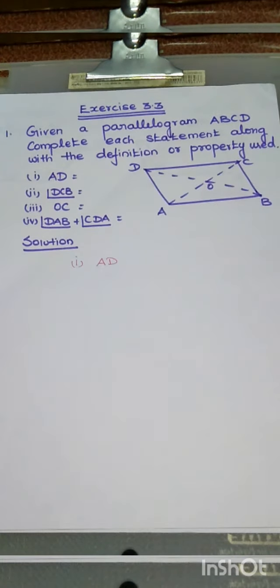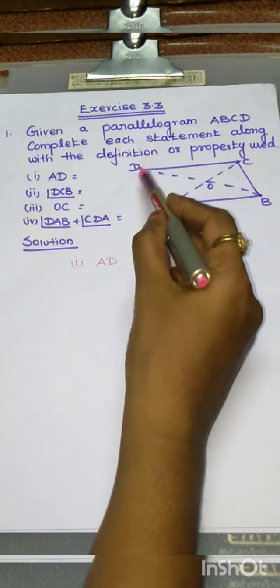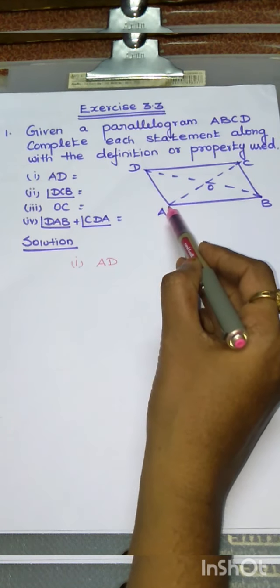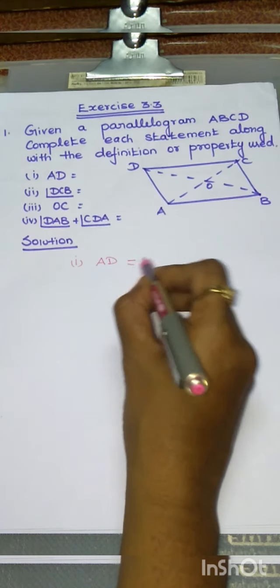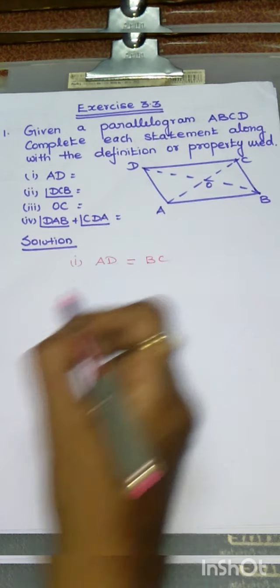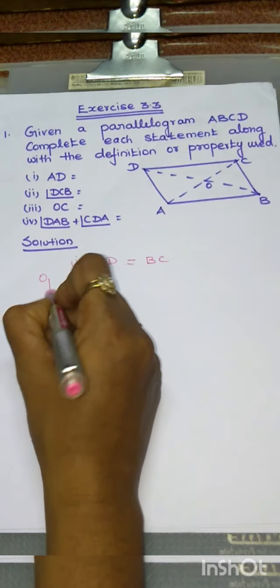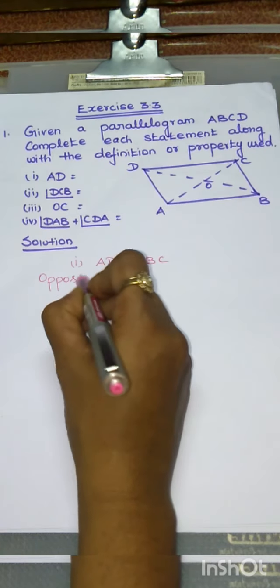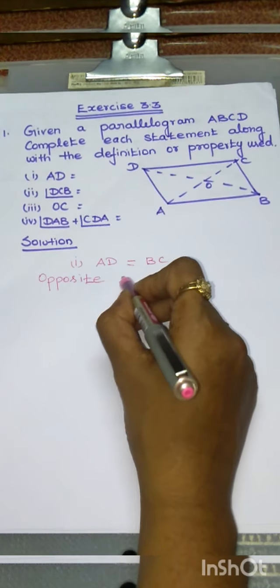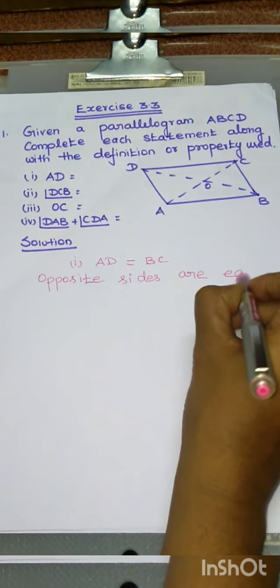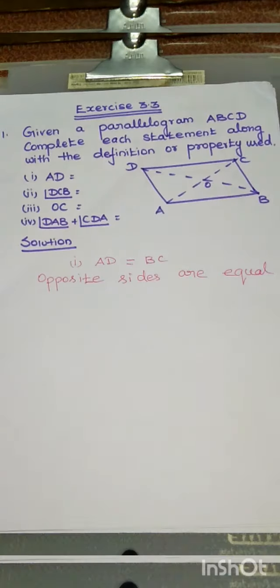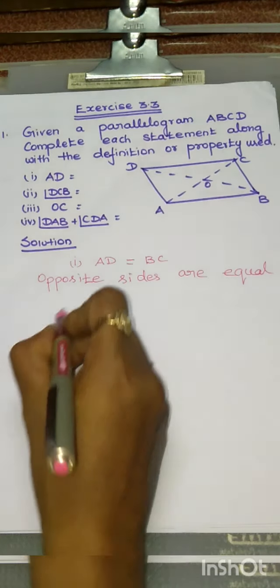How can we calculate AD? Actually AD means this side. Opposite sides are parallel and equal. So AD equals BC. Directly we have to take AD equal to BC. What is the reason for this? Opposite sides are equal. Okay, this is the answer for the first subdivision.